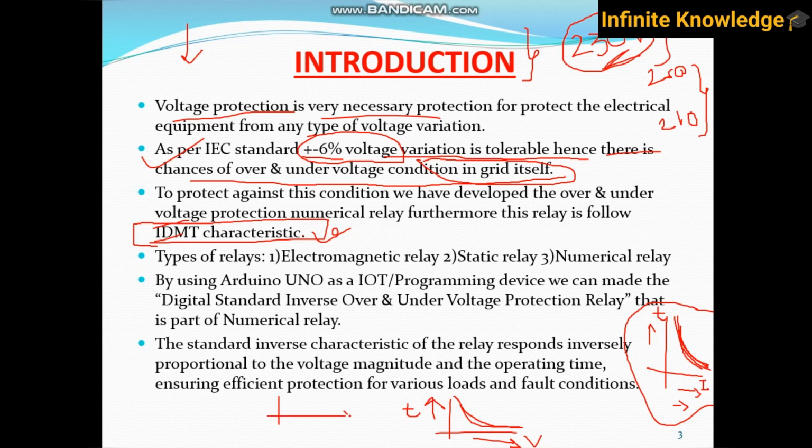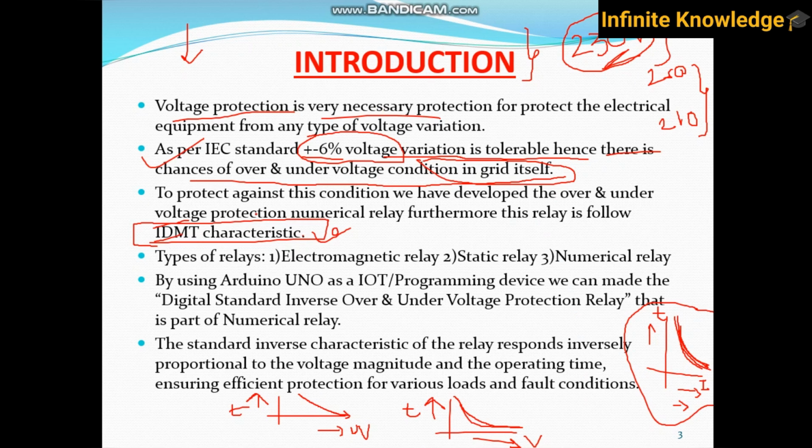Similarly, under voltage condition, as your voltage is going down, then also your time to trip decreases. So this thing we will understand in brief in the next slides and even in the simulation. If we go through the simulation, you will be very clear about it.